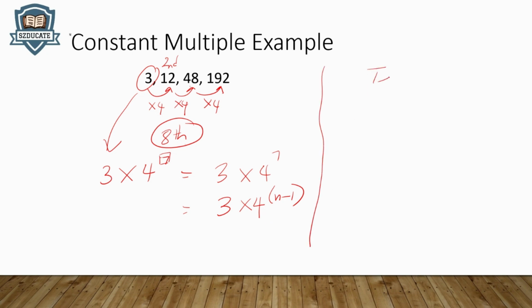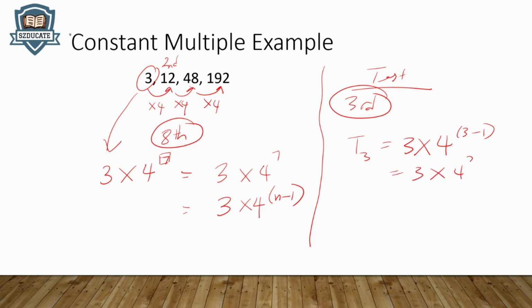Okay, we can check it out. Let's test it. Let's try the third term. So T3 is 3 times 4 to the power of, it's the third term, right? So it's bracket 3 minus 1. So you become 3 times 4 to the power of 2. 16 times 3 will give you 48. And you also know it's always correct because it's using logic to come up with this equation, nothing else.